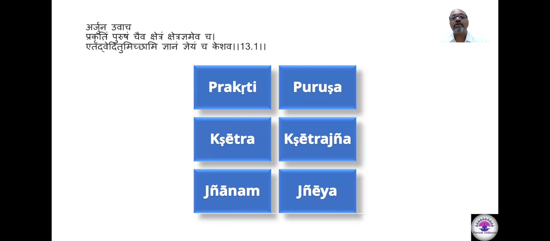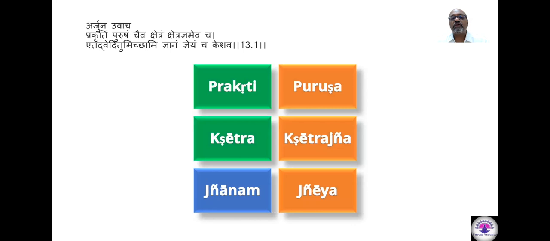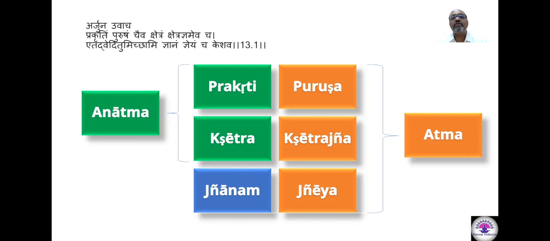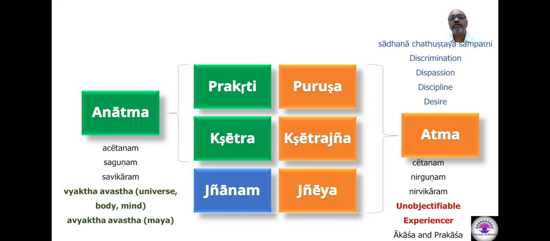Kṣētra-Kṣētrajña, Jñānam, and jñēya. Though they look like disparate 6 different units, actually we can club them into 3 groups, because Puruṣa, Kṣētrajña, and jñēya means the same. It is dealing with Atma. Whereas Prakrti and Kṣētra means the same, and that is the other names for Anatma. So what are the features of Anatma? The matter principle, which is achetana, sadgunah, it has attributes, savikaram, it is subject to change.